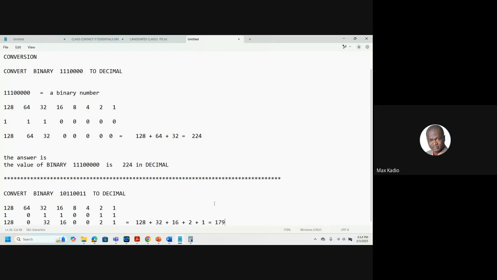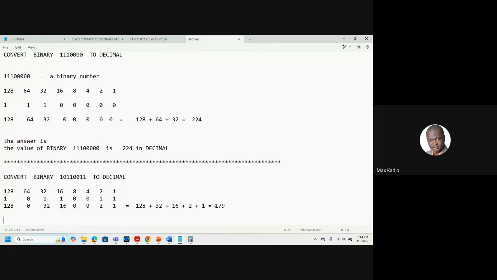So it's very simple. We're going to practice a lot all the time. So this is how we convert binary to decimal. Now, we're going to do the opposite. But before that, 1 minute, check again. Then we're going to do the opposite of that.